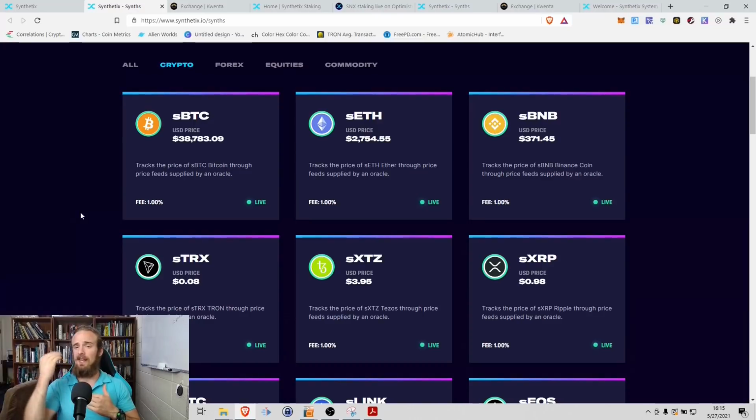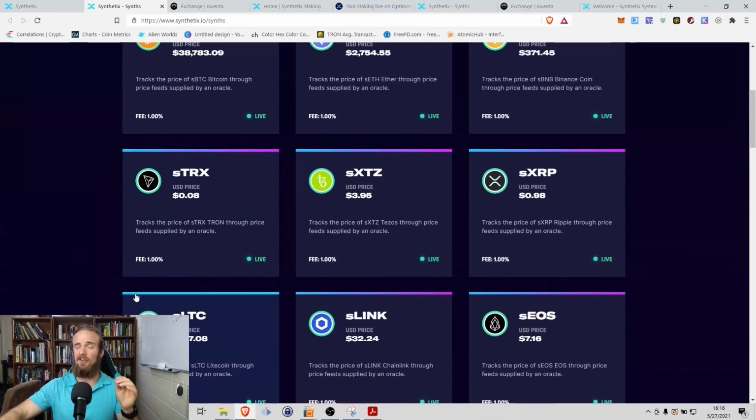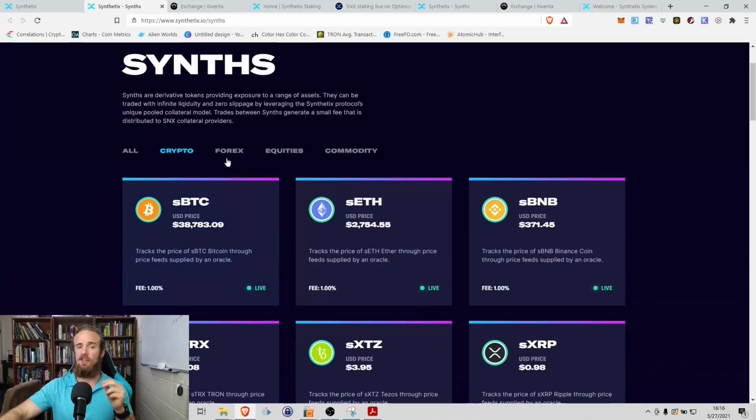So I don't have to get a Bitcoin wallet. I don't have to get a Binance Smart Chain wallet. I don't have to get a Tezos wallet. I can get access and exposure to all of these assets simply by operating on the Ethereum blockchain.